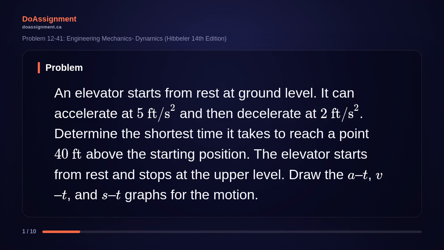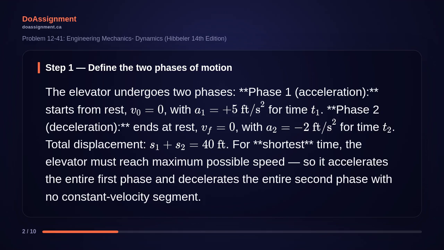Now, let us work through the solution step by step. The elevator has two phases. First, it accelerates at 5 feet per second squared from rest, then it decelerates at 2 feet per second squared until it stops. For the shortest possible travel time, there is no coasting phase. The elevator goes straight from accelerating to decelerating. Together, the two displacements must add up to 40 feet.